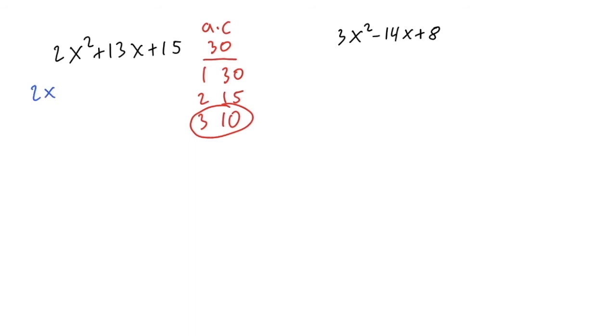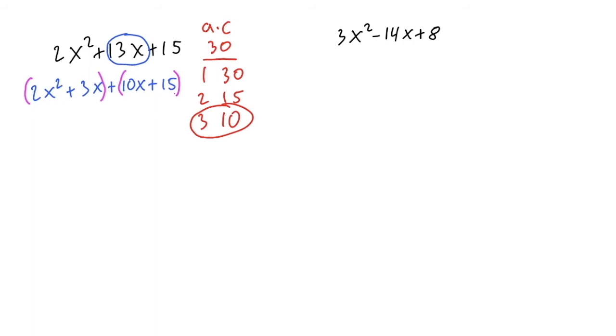We still have the 2x squared, but now we're splitting up this middle term. We're splitting up 13x into 3x plus 10x. And then the plus 15 is there as well. So we're just splitting up 13x into 3x plus 10x. We haven't changed the value at all. We're just splitting it up, and now we're going to factor using a method called grouping. So what we're going to do is put the first two terms in parentheses together and the last two terms in parentheses together.